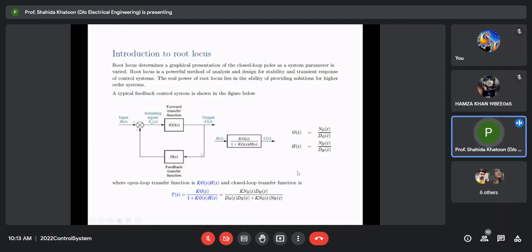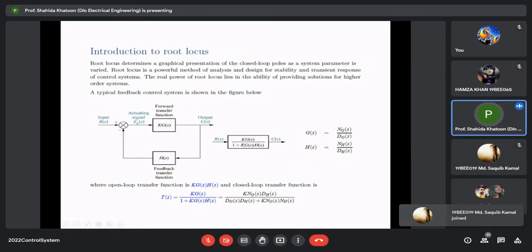This is H(s). So G(s) upon 1 plus G(s)H(s). If you solve that equation, you will get the transfer function KG(s) upon 1 plus KG(s)H(s). Here G(s) is the numerator of G upon the denominator of G, and H(s) is the numerator of H upon the denominator of H. So the open loop transfer function is KG(s)H(s), and the closed loop transfer function is given by this equation.